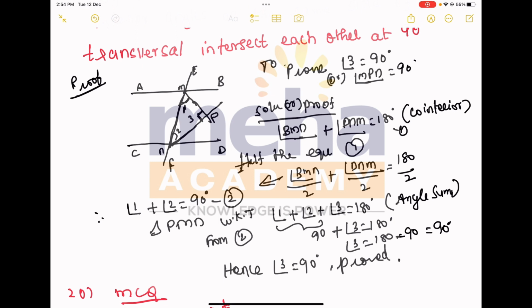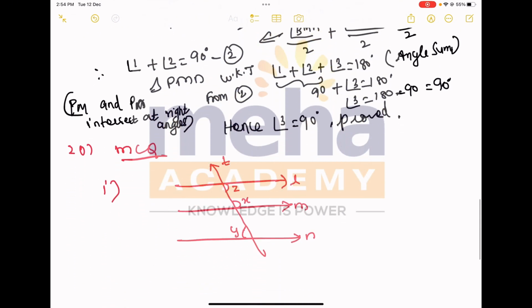And also we can say that PN intersects PM at right angles. We can also say PM and PN intersect at right angles. Then we will solve the MCQ questions.